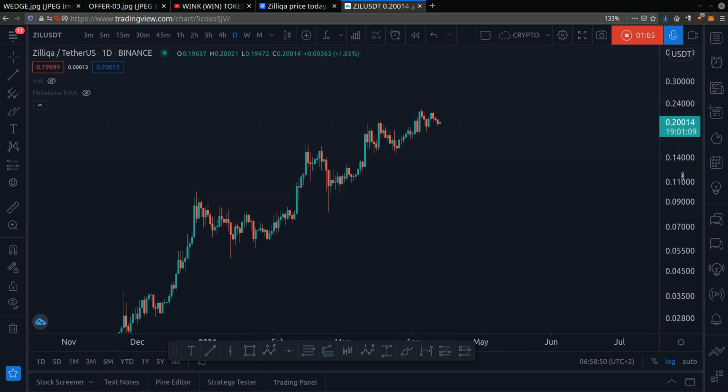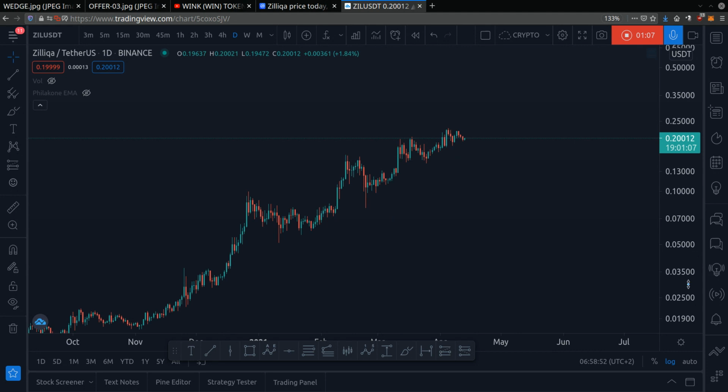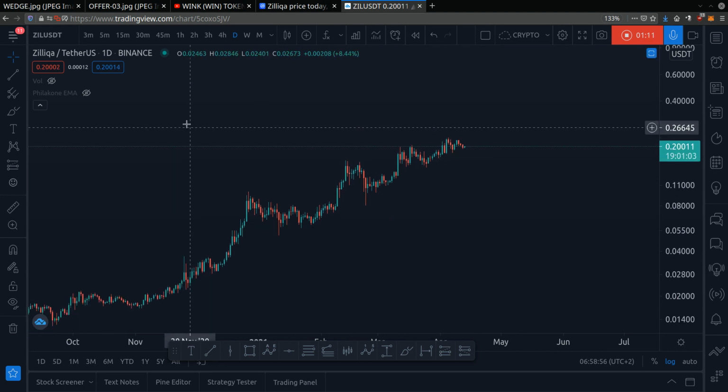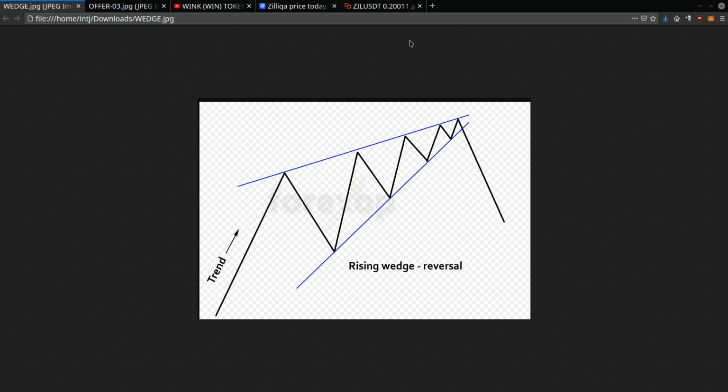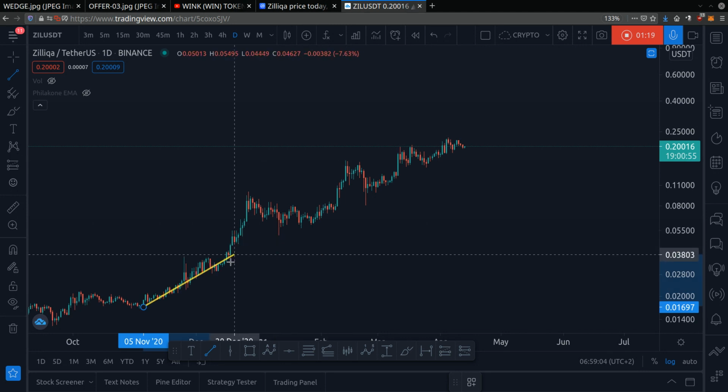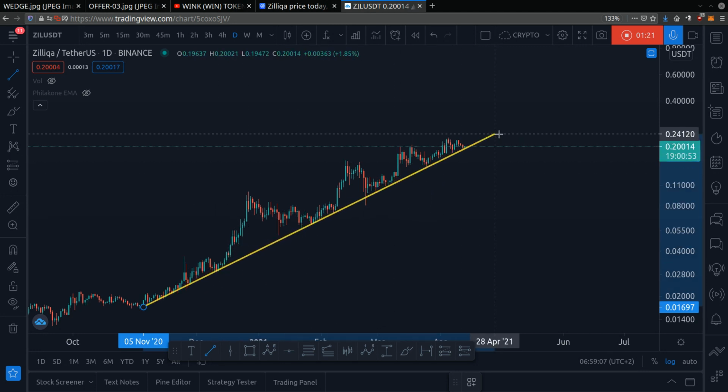So what we want to do is draw our chart pattern so we know where to buy low and sell high. And so what do I see? I see a rising wedge. Whenever we're drawing a chart pattern, we want the line to touch at least twice. So you see how the line touched once, twice, three times, four times.